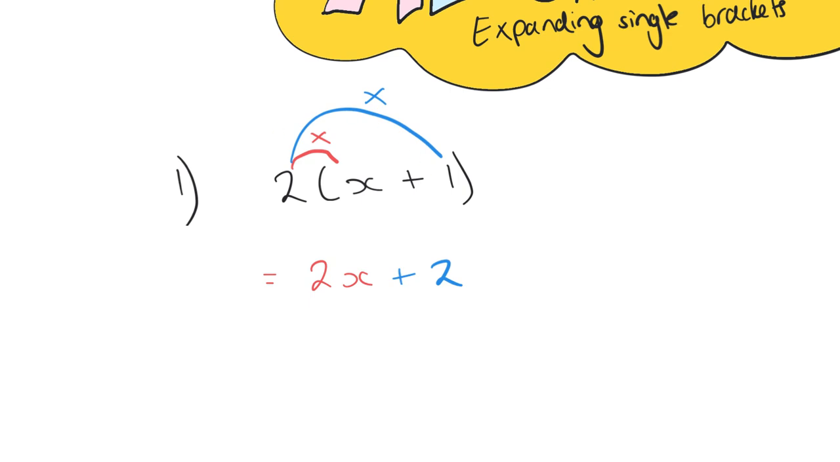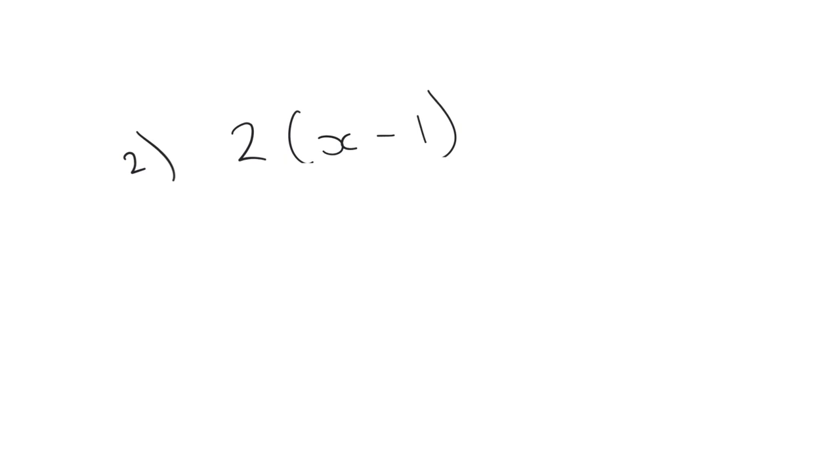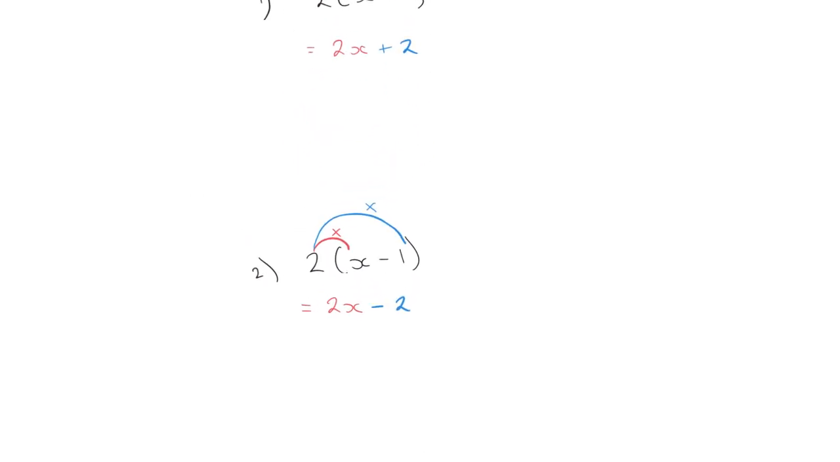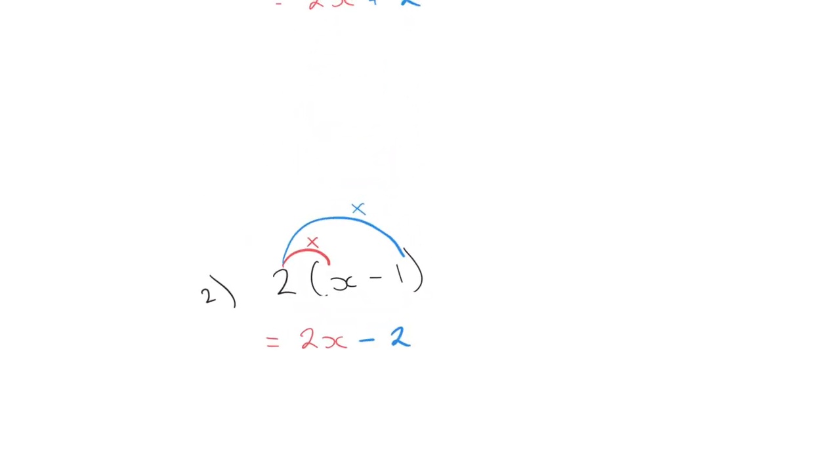Moving on to the next one, same thing every single time, times in these, and then you times in these. So you times the 2 times the x, and you get 2x. Now be careful here, you're doing 2 times minus 1. So that's minus 2, or negative 2. The only change from those 2 examples is the sign for the 2.